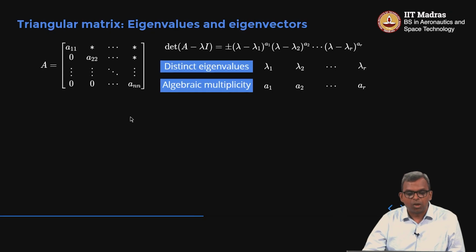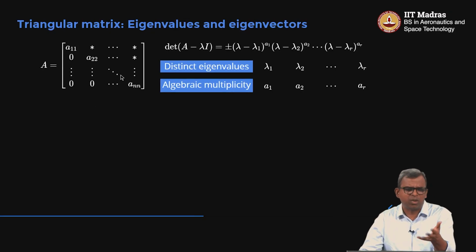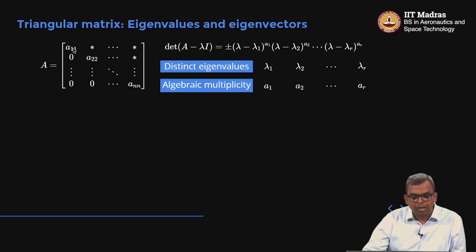Okay. So I am going to look at an arbitrary n cross n triangular matrix. I have picked upper triangular here, you can also pick lower triangular, everything goes exactly the same for upper or lower, I am not distinguishing between the two. So you have got A11 to ANN on the diagonal. Off diagonal I have just put a star to indicate that these could be non-zero.